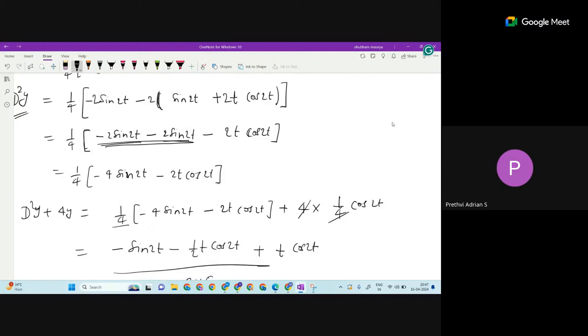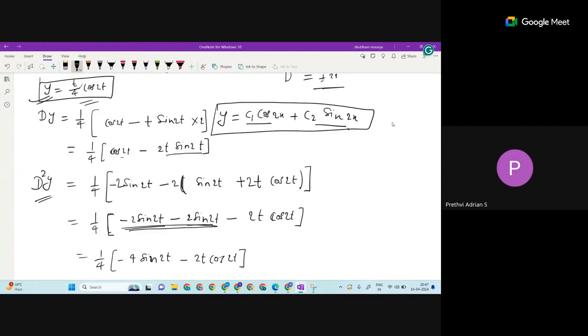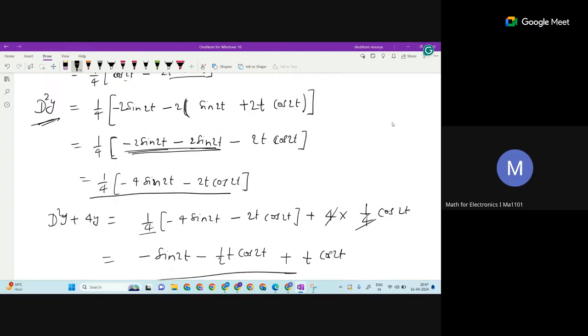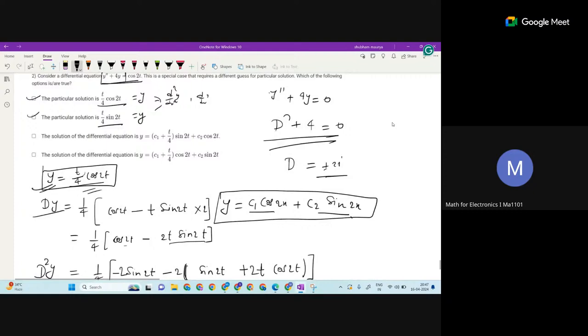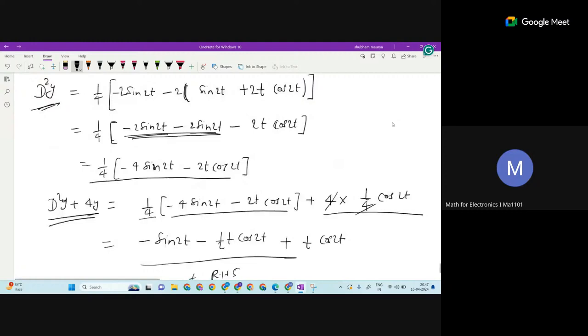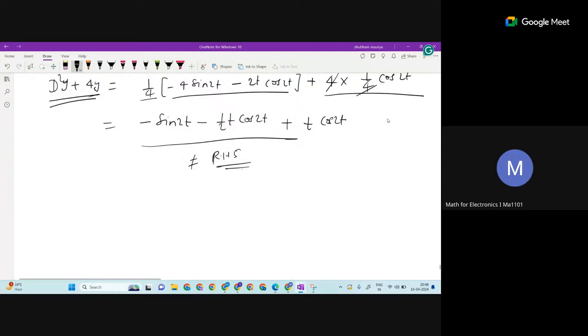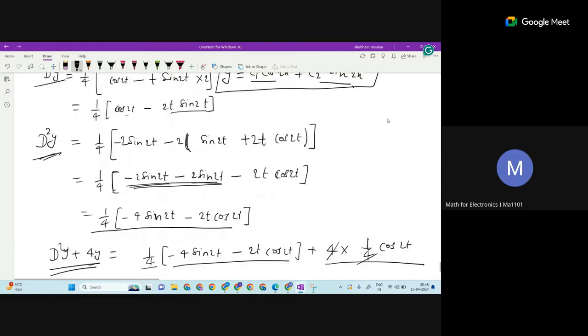So what I am doing is nothing, I am just differentiating this function twice. That's all. This is the first order derivative, and this is the second order derivative. Once we substitute here in the left hand side of the differential equation, the double order derivative is this one, and 4 into y is this one. It is not equal to whatever is given on the right side. So whatever we assumed as our particular solution is wrong.